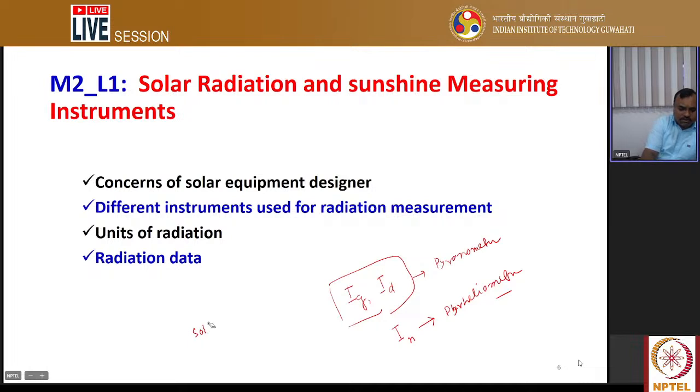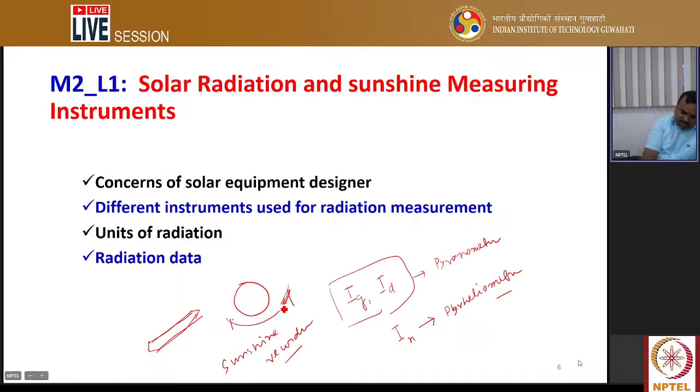a solarimeter, or you can say it's a hemispherical bowl. We can have these strips here. These strips are designed for a particular month, maybe January, February, as single strips. It's called a sunshine recorder.